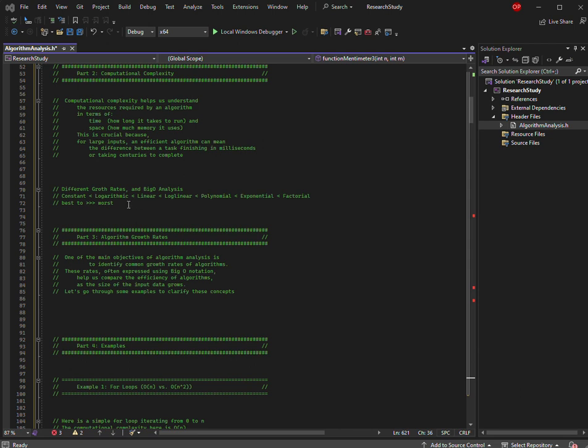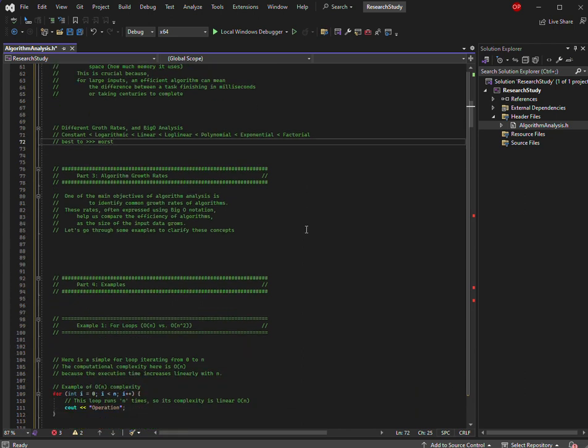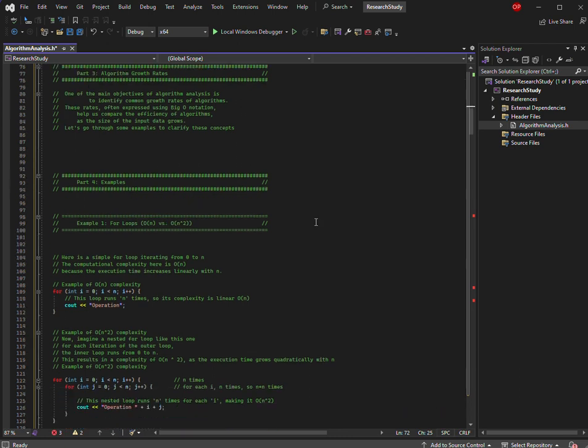So here are some different growth rates for big O analysis, functions from best to worst: constant, logarithmic, linear, log linear, polynomial, exponential, and factorial. And algorithm growth rates. One of the main objectives of algorithm analysis is to identify the common growth rates of algorithms. These rates are often expressed using big O notation. It helps us compare the efficiency of algorithms as the size of the input data grows. So it is dependent on the input data. So let's go through some of the examples to clarify these concepts.